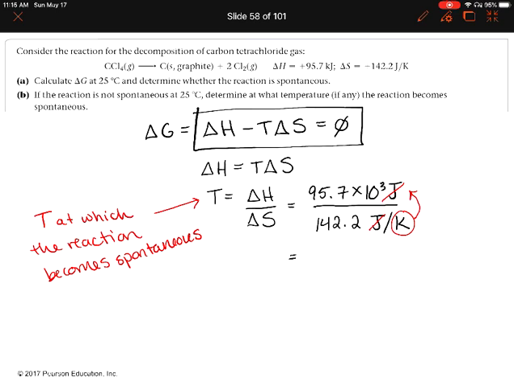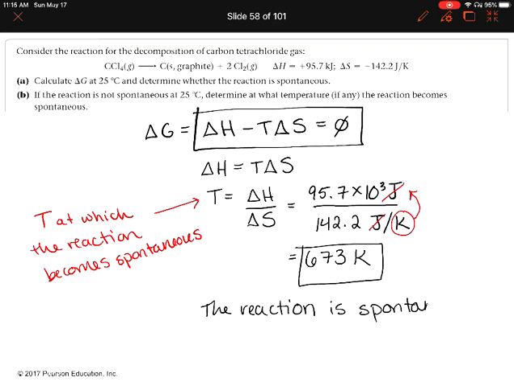All right, so if we plug this into our calculators, we find that the temperature is 673 Kelvin. Okay, so that tells us the reaction is spontaneous above 673 Kelvin. So that's where delta G will start to become negative.